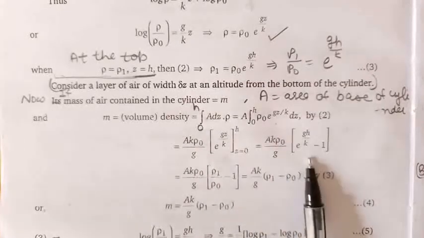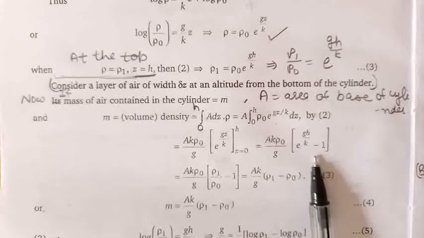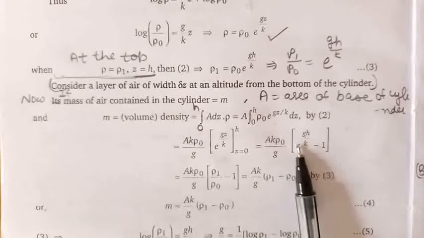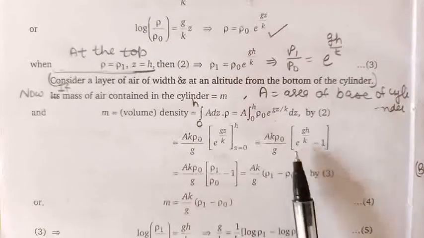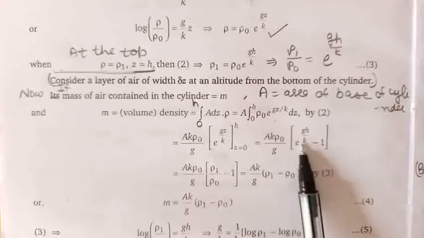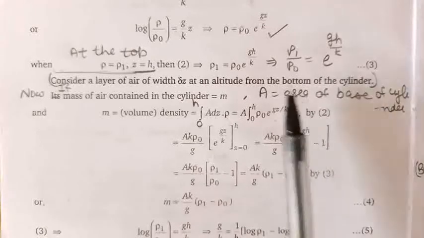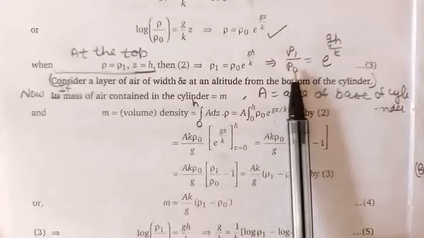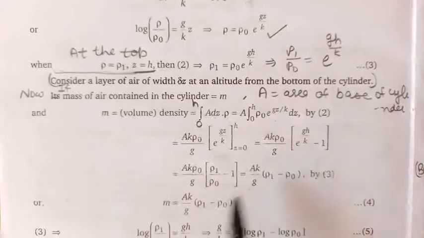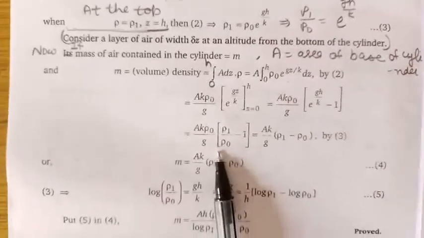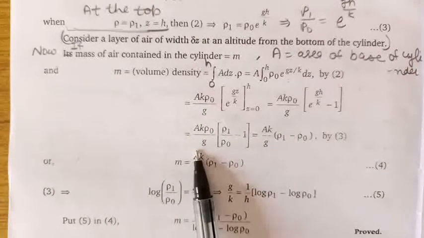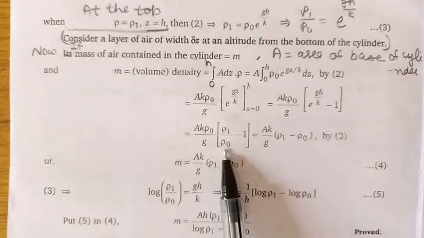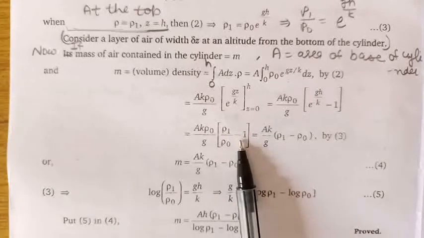So finally we have obtained the value of mass. Now to convert it into the required form, let us substitute the value of e raised to the power gh upon k, which is rho 1 upon rho naught from here. So putting the value of this term, we get the value of mass as a k rho naught upon g into rho 1 upon rho naught minus 1.